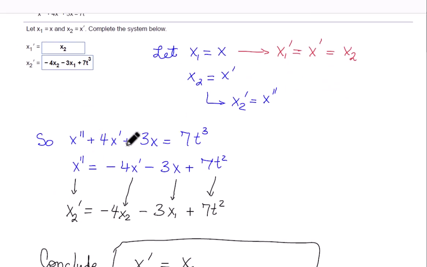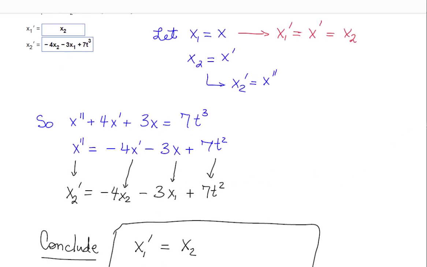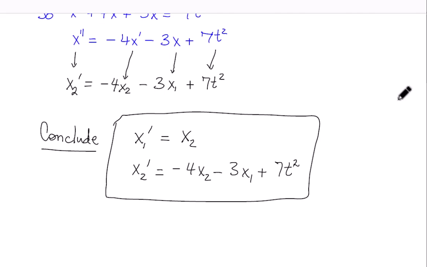All right, so here's my original differential equation. I plug in what I know about x double prime, and that's x2 prime. And so you simply plug all that stuff in. Notice that for the plain old x, this is x1. And so we're done. We have our system of differential equations where x1 prime is x2 and x2 prime is the relationship between x1, x2, and also 7t squared.